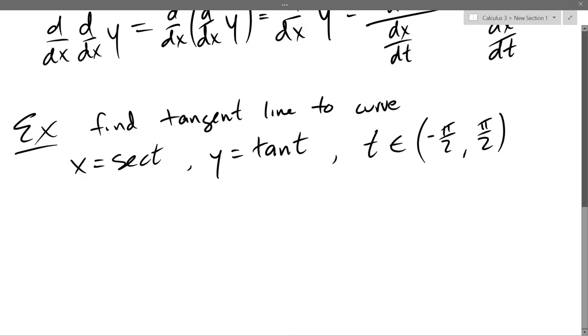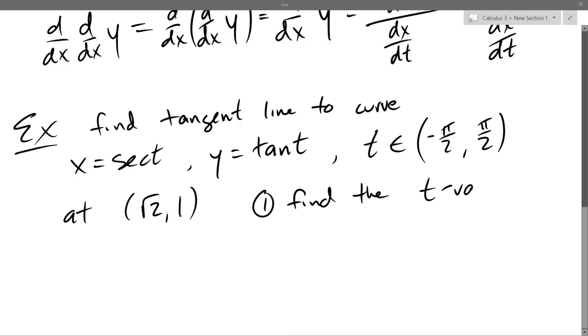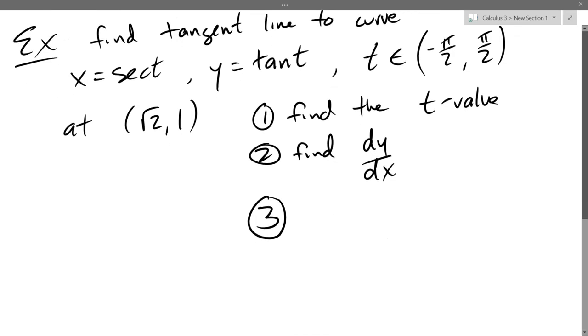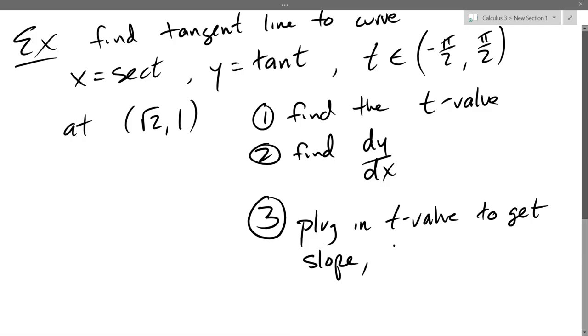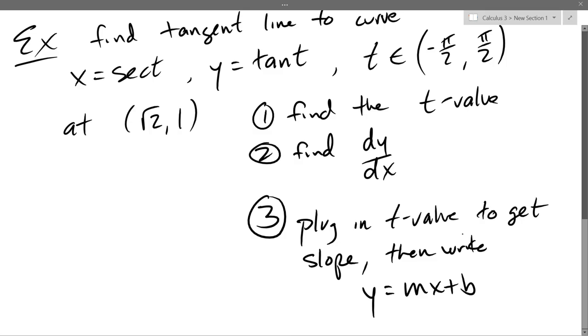All right, tangent line of the curve at square root 2 comma 1. So we need to do three things. One, I need to find the t value. Two, I need to take the derivative, find dy/dx, and then three, plug in the actual t value to get the slope. Then write our y equals, I'll just write it as mx plus b for now, so things will seem familiar. All right, how in the world do I find the t value? So that's part one. How do I figure out what t value gets me to square root 2 comma 1?